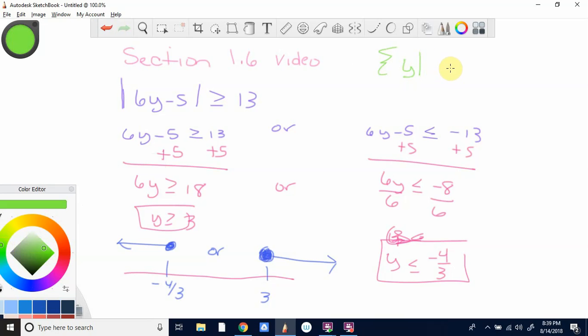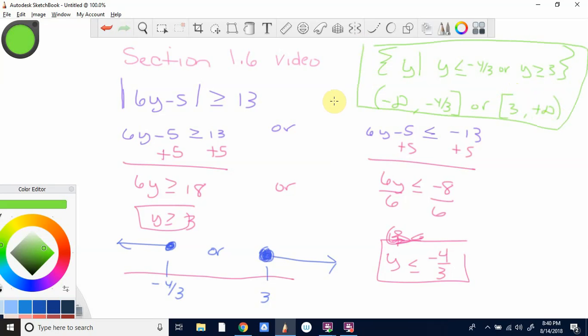And then in set builder notation, we're going to have y such that y is less than or equal to negative 4/3, or y is greater than or equal to 3. If I want to do an interval notation, it'd be negative infinity to negative 4/3, because it's inclusive, it's a bracket, or that's inclusive, 3 comma positive infinity. Remember, infinity is always parentheses. So these are your two ways of writing your solution set. Here is your graph to your solution set.